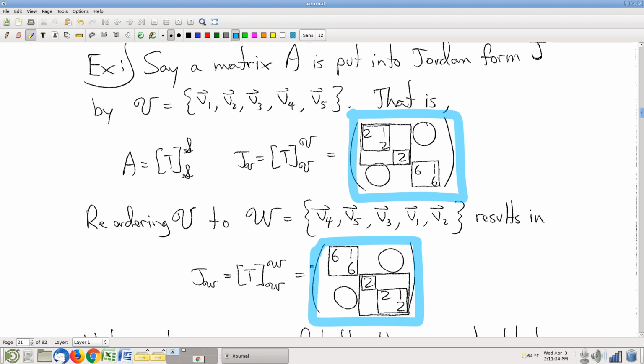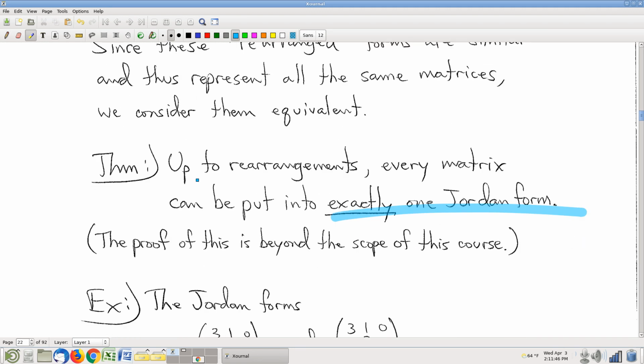So if I were to say, up to rearrangements, ignoring rearrangements of the blocks, because of course they are similarities, then we have a substantial statement that's actually true. Ignoring rearrangements, every matrix can be put into exactly one Jordan form. Slightly different variation: every matrix can be put into a Jordan form that you can then rearrange however you like, and however you like doing the rearrangements doesn't matter because those are also all similarities.